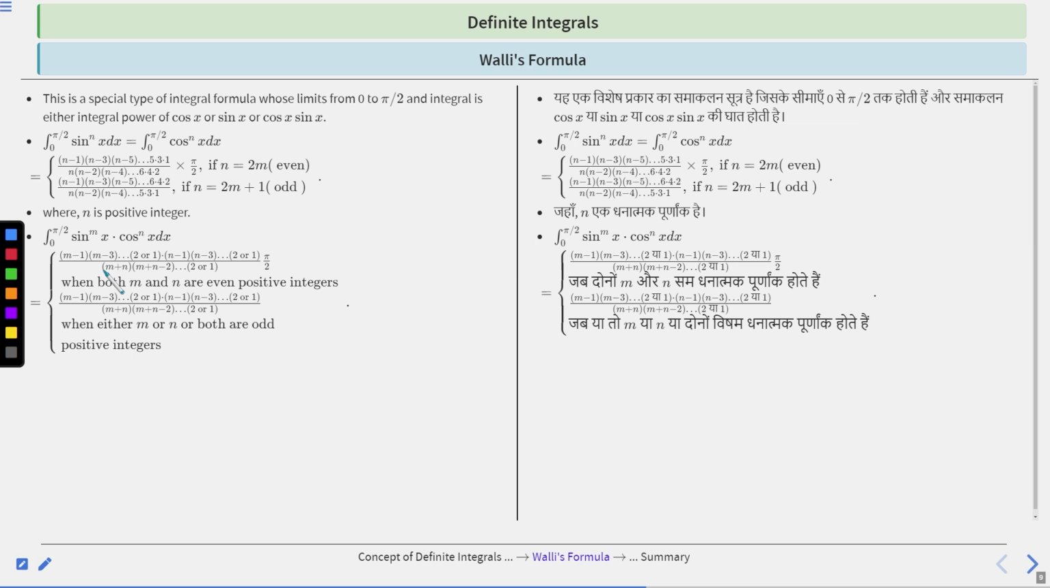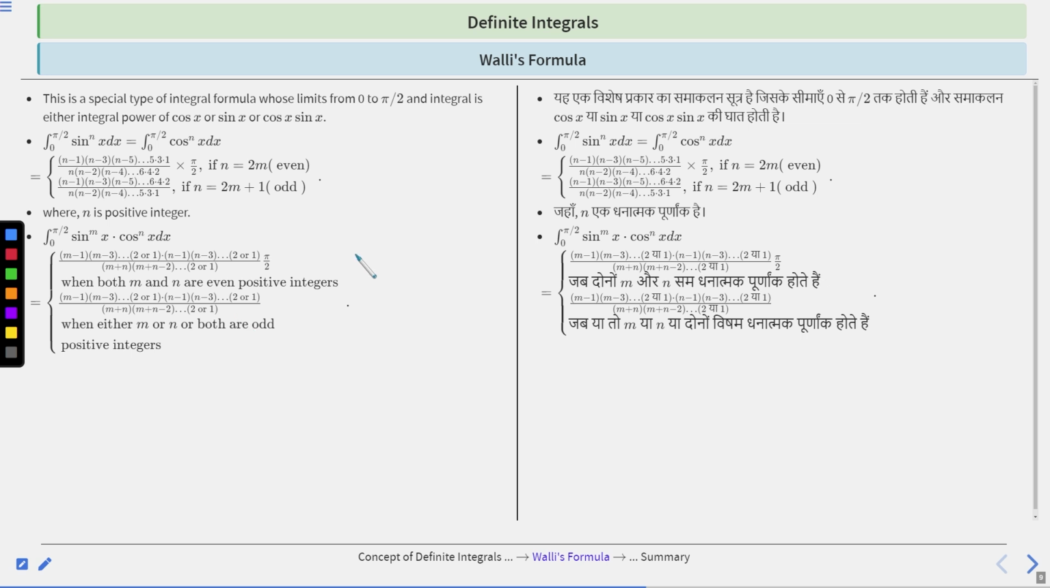Now integration of 0 to pi by 2 sin to the power m x into cos to the power n x dx is equal to (m minus 1)(m minus 3) till 2 or 1, into (n minus 1)(n minus 3) till 2 or 1, upon (m plus n)(m plus n minus 2) till 2 or 1, into pi by 2, when both m and n are even positive integers, and it is equal to (m minus 1)(m minus 3) till 2 or 1, into (n minus 1)(n minus 3) till 2 or 1, upon (m plus n)(m plus n minus 2) till 2 or 1, when either m or n or both are odd positive integers.